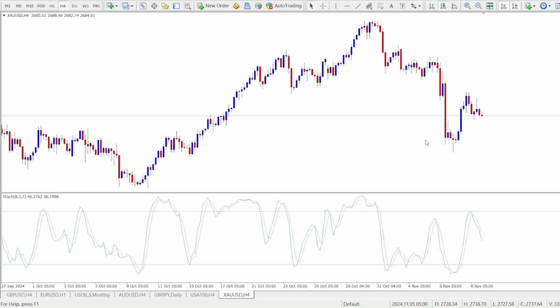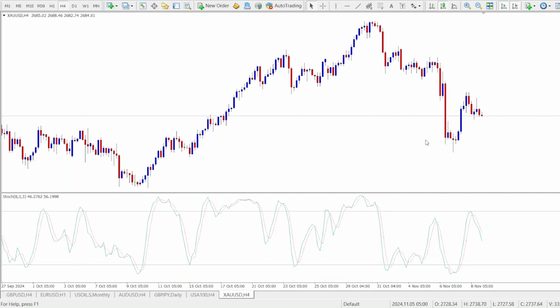Now, first things first, let us quickly break down what the stochastic oscillator actually is and why traders love using it. Essentially, the stochastic oscillator is a momentum indicator that compares a particular closing price of an asset to a range of its prices over a specific period. This is helpful because it gives us insights into overbought and oversold conditions in the market.